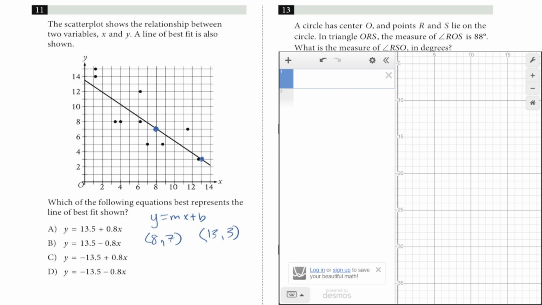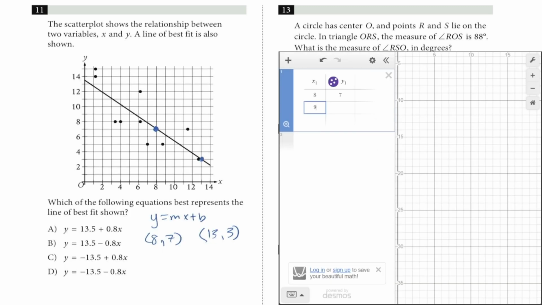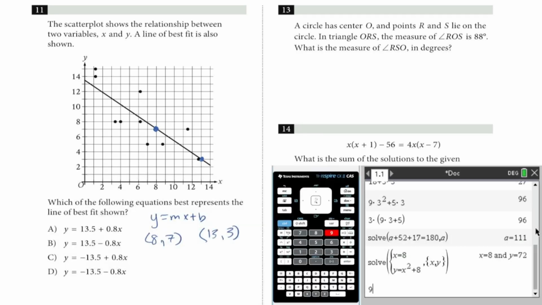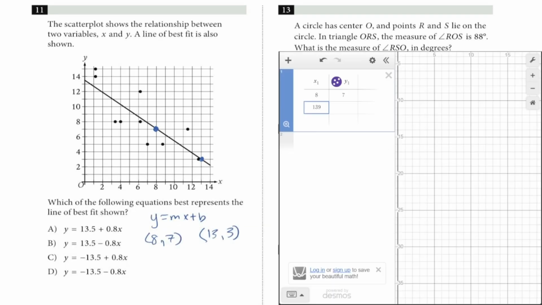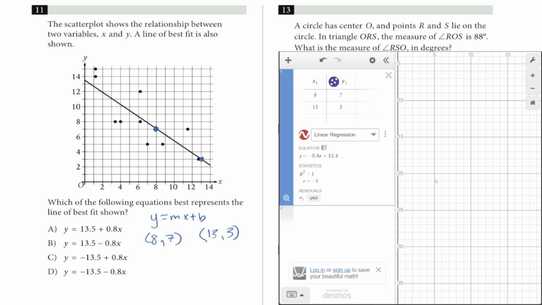So now in Desmos, to find the equation, if I have 2 points, I can just hit the plus sign and add a table. And then I'm just going to type the points that I just did. So 8, 7. And the other point was 13, 3. And then I can hit this little symbol in the top left. And then it gives me right here the equation.